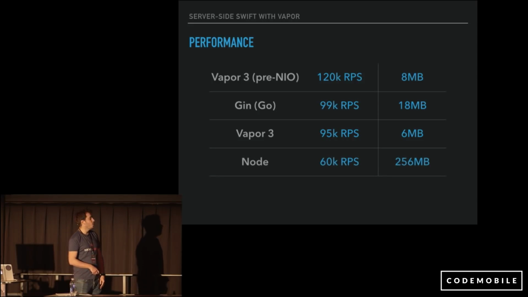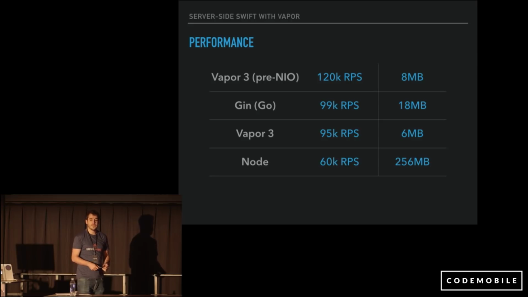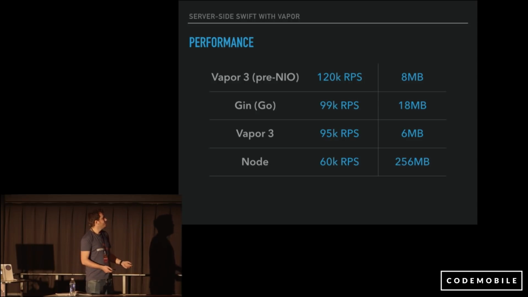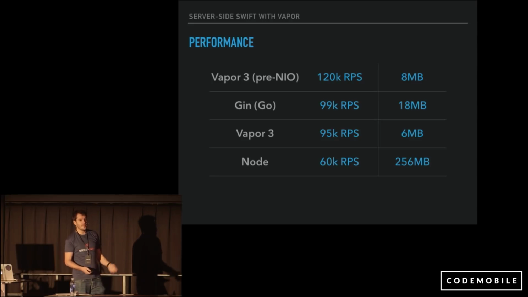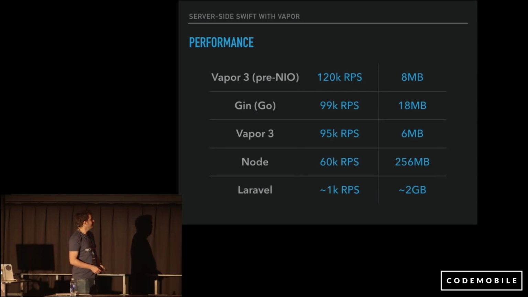Compare that to Node. Node can handle about 60,000 requests a second, so still pretty good. But Vapor 3 is about 50% more performant. If you look at the memory usage, of course, you'll see that JavaScript, as anyone who's used Slack to heat their house will know, requires quite a lot of memory to be able to run. And then to finish this off, we'll look at Laravel, which is PHP. That's around 1,000 requests a second with 2 gigs of memory. So there's a slight change there.